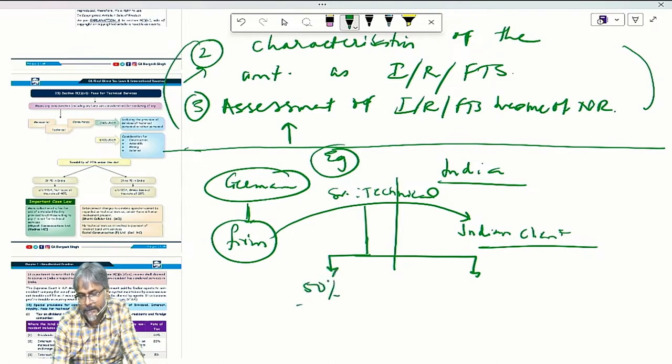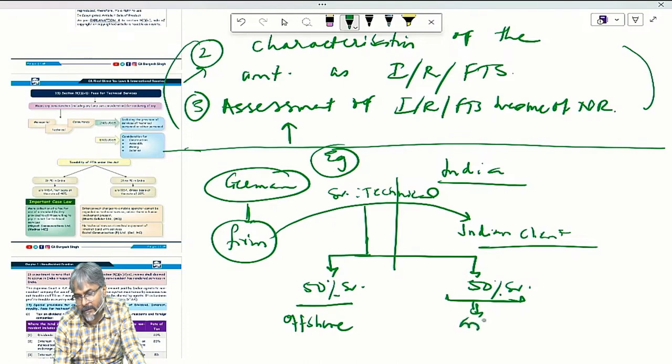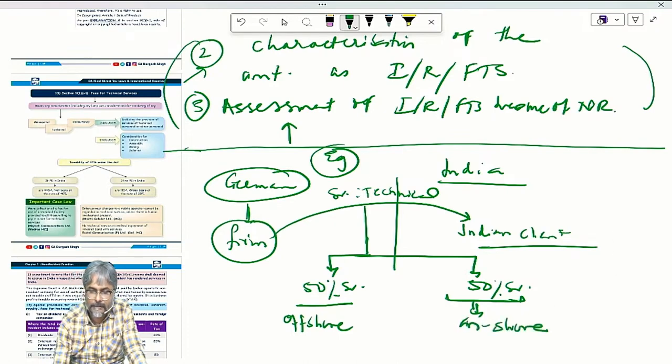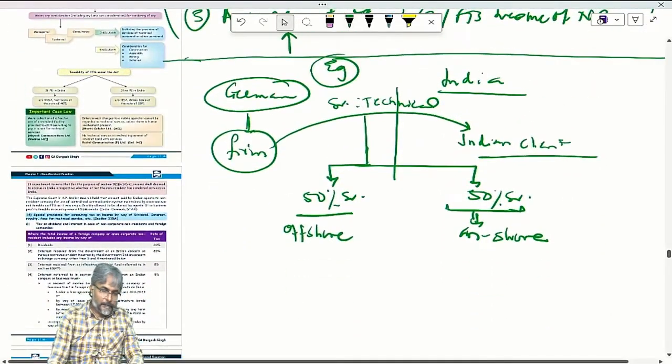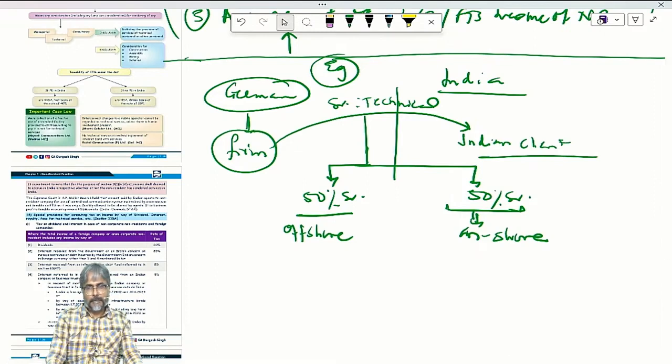Now 50% of the services were offshore and 50% of the services were onshore. What do you mean by that? Offshore and onshore. When you use the words offshore and onshore, students, in this case, offshore means outside India. Onshore means in India. Are you clear with this one?